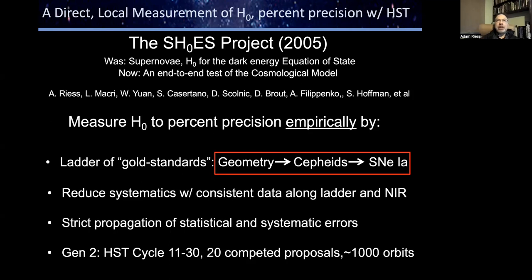This is a Generation 2 project using the Hubble Space Telescope. Generation 1 was the original efforts to measure the Hubble constant to 10% precision. This was a series of competed proposals, about 20 proposals now, and it has now taken up about 1,000 orbits. So it's a lot of time on the Hubble Space Telescope.